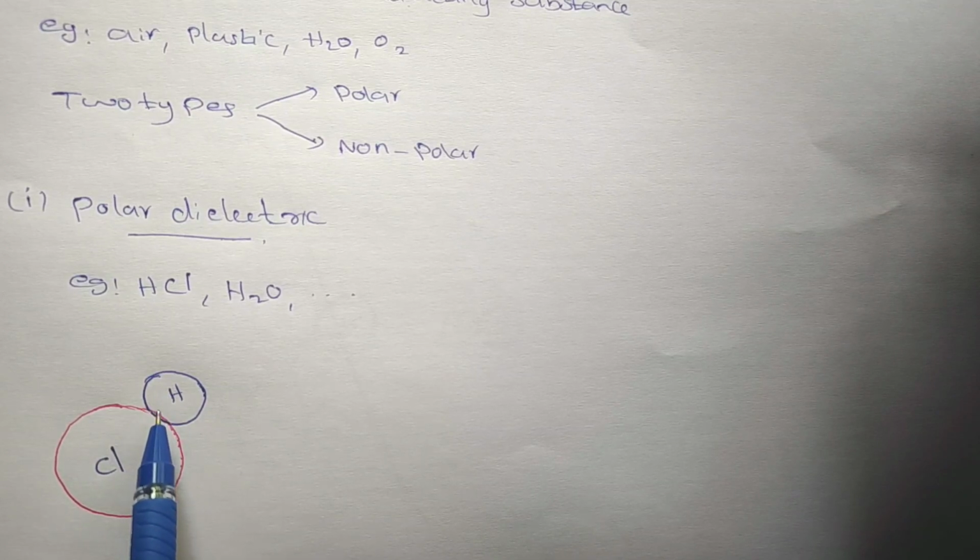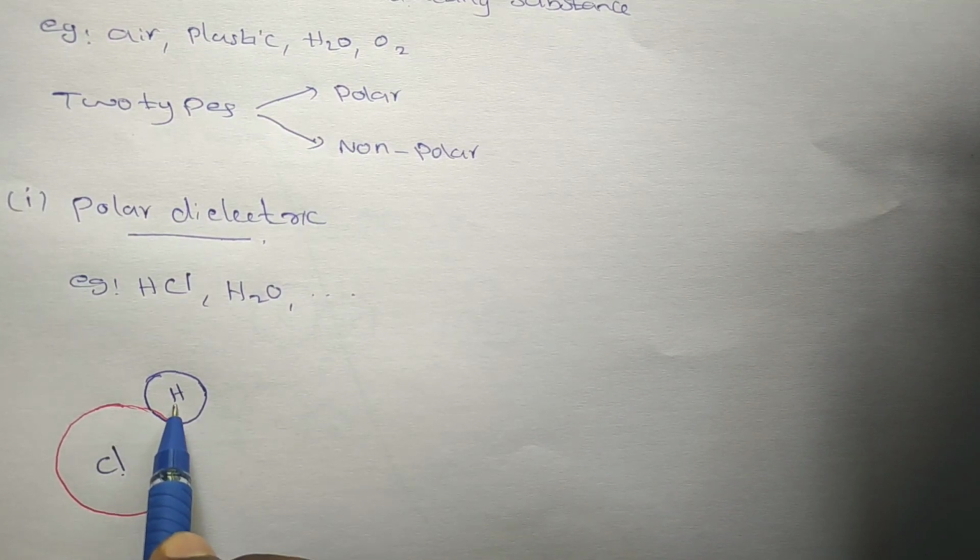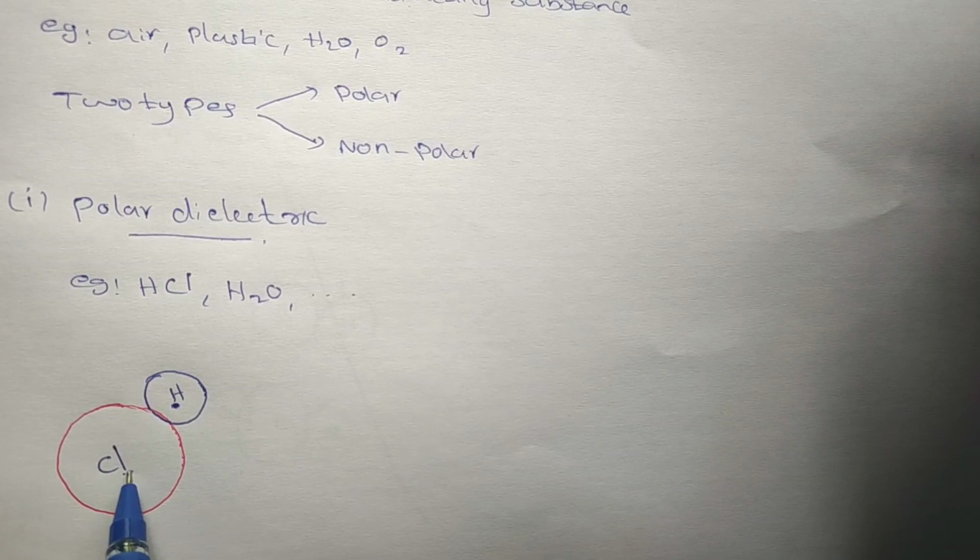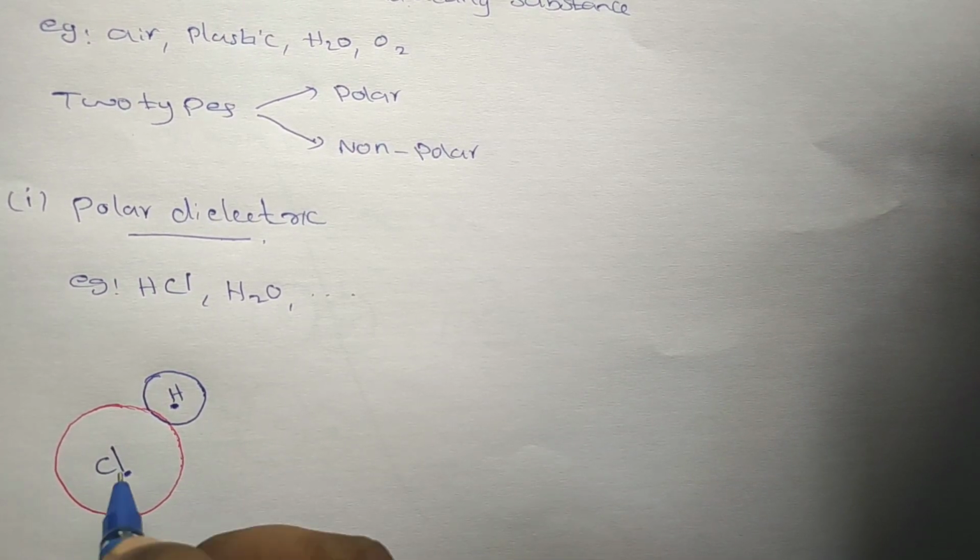So we can say that due to this arrangement, the hydrogen's 1 electron is partially gained by the chlorine, and this chlorine gets a negative charge. Clear? And in the case of hydrogen, it partially lost its 1 electron, so it becomes positively charged. So you can see that there is a positive and there is a negative. Here is the positive center, here is the negative center.